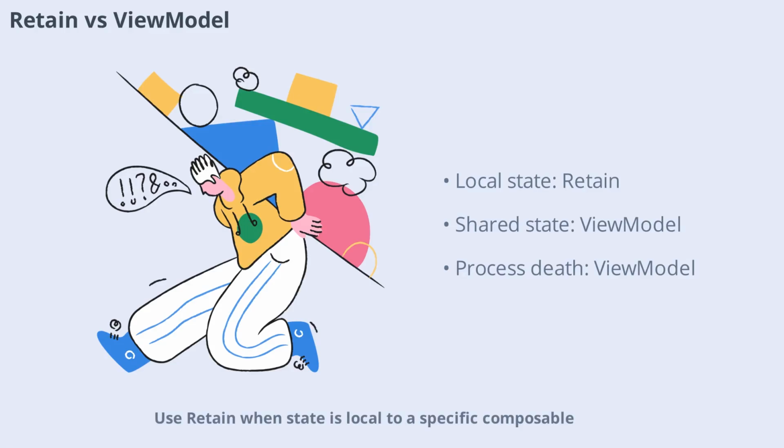Use Retain when state is local to a specific composable, you need to persist non-serializable objects, or want to avoid ViewModel boilerplate for simple cases. Retain is also useful for navigation flows where screens need independent state. Use ViewModel when state needs to be shared across screens, you need SavedStateHandle for process death survival, or business logic should be separated from UI.